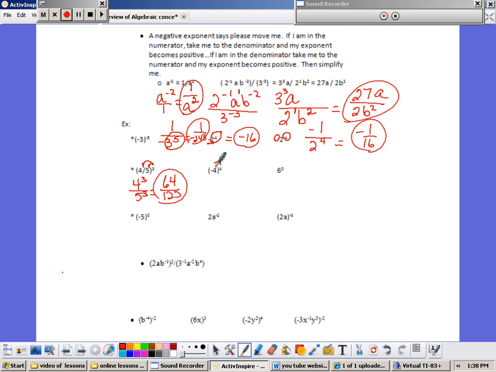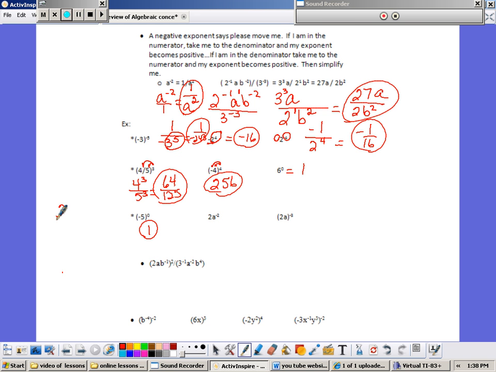In this case, the negative is inside the parentheses, so it's negative 4 times negative 4 times negative 4 times negative 4. So that's a positive 256. 6 to the 0 power is 1. Negative 5 to the 0 power is 1.